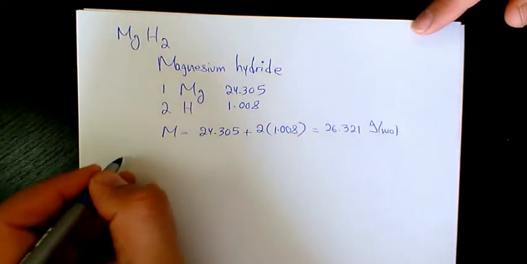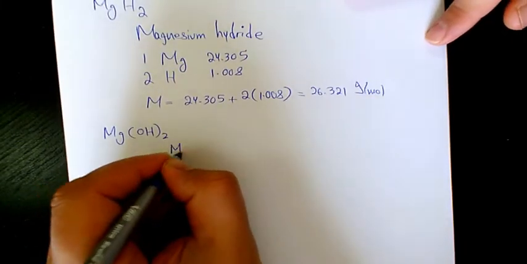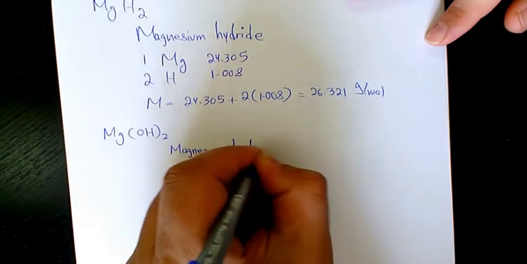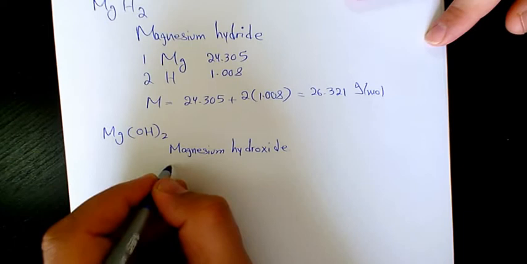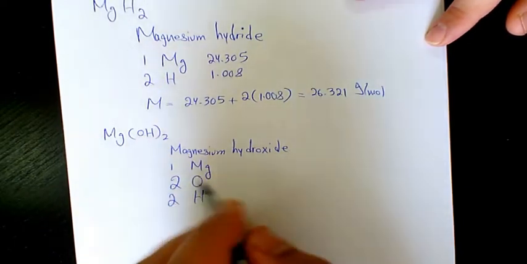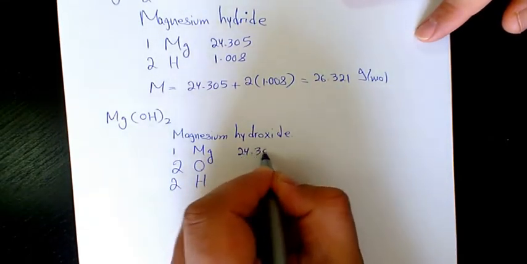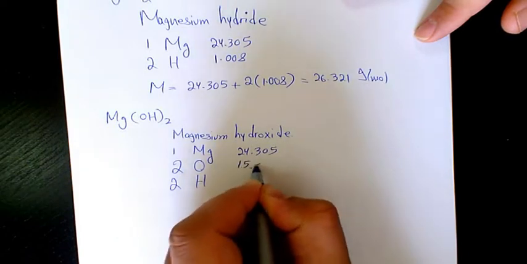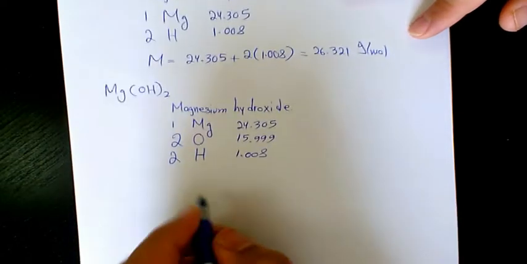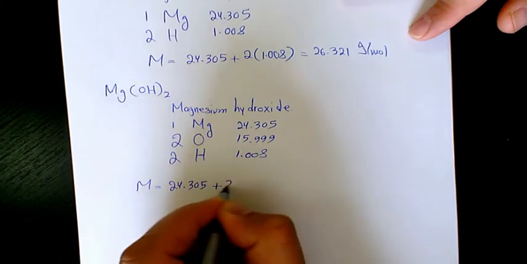Next one is Mg(OH)2. Magnesium hydroxide. We have one atom of magnesium, two atoms of oxygen, and two atoms of hydrogen. So magnesium is 24.305, oxygen is 15.999, and hydrogen is 1.008. So that's going to be 24.305 plus 2 times 15.